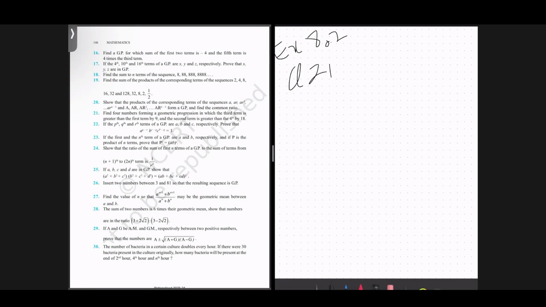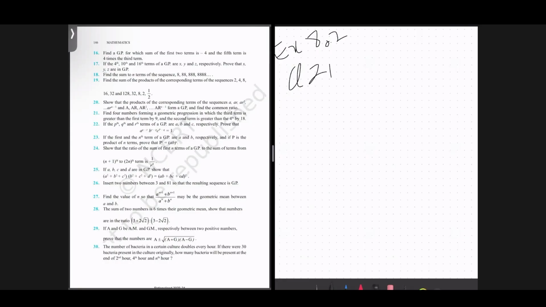Question number 21. We have been told to find four numbers forming a geometric progression in which the third term is greater than the first term by 9 and the second term is greater than the fourth term by 18. So we have been told to find a geometric progression which has four numbers.